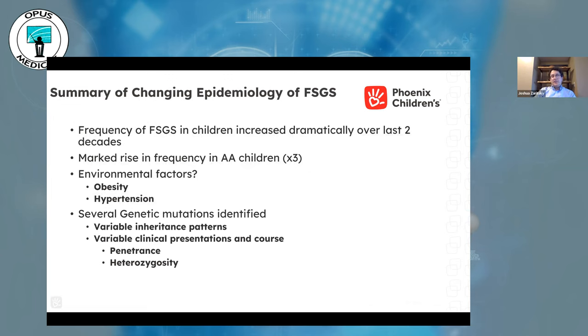We also recognize in pediatrics there's been an increase in the frequency of FSGS. We've seen a marked increase over the last two decades. We've seen a higher rate in African Americans. We're not so sure why.